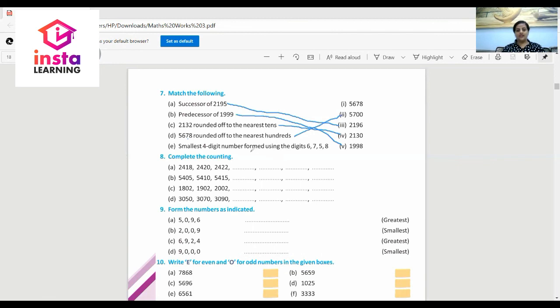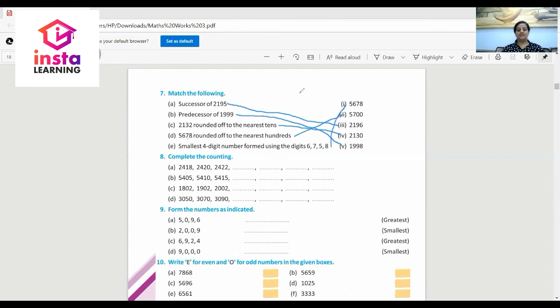Okay. Next is 5700 is equal to 5700. Now, the smallest 4-digit number formed using the digits. Smallest means we have to place first 5, then 6, then 7, then 8.